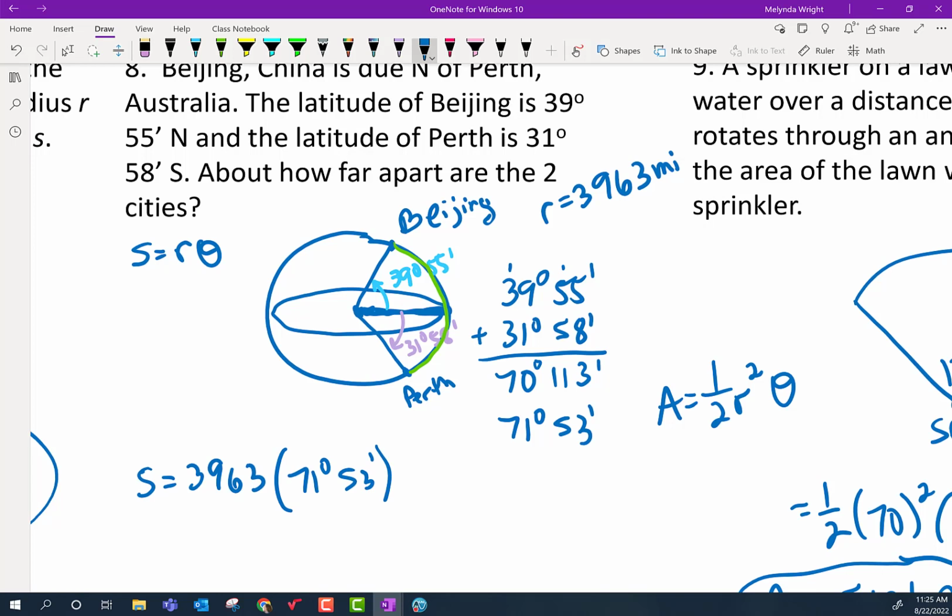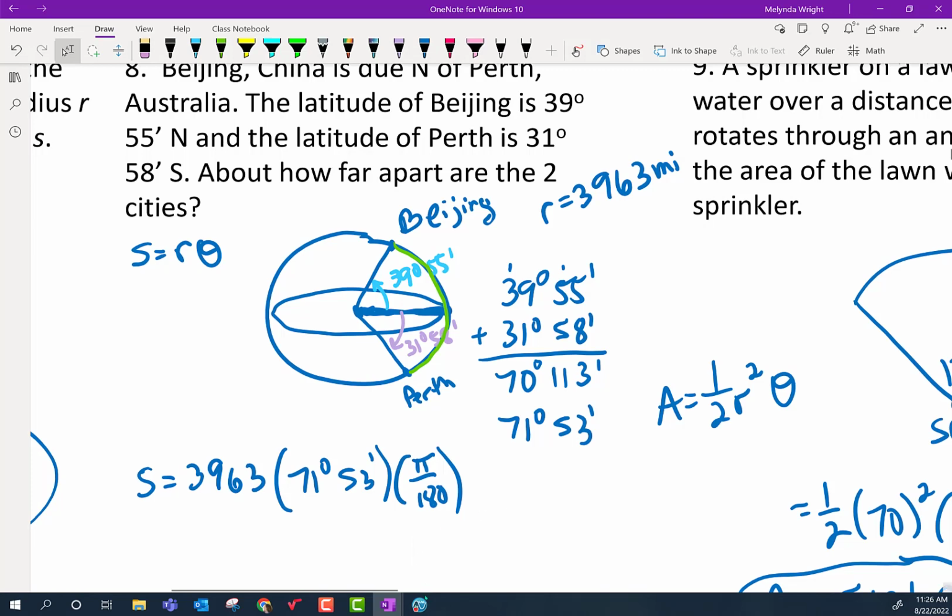But is it okay to leave it like that? No, we cannot leave it in degrees. We have to convert it to radians. So we put it all together in one lump, and what we need is pi over 180, right? Now I'm going to take you to the calculator for this one. Does everybody have that down? So we want 3963 times 71 degrees, 53 minutes times pi over 180.